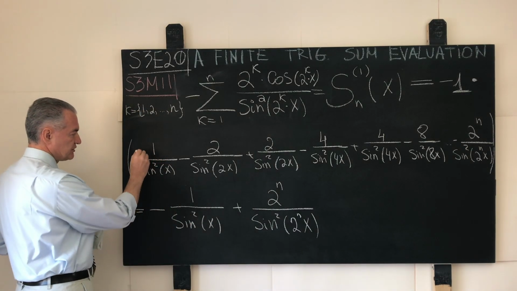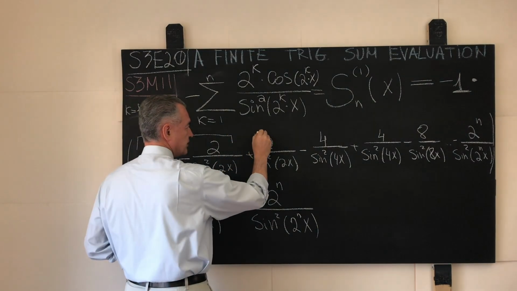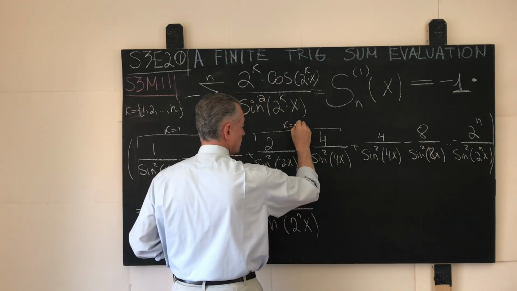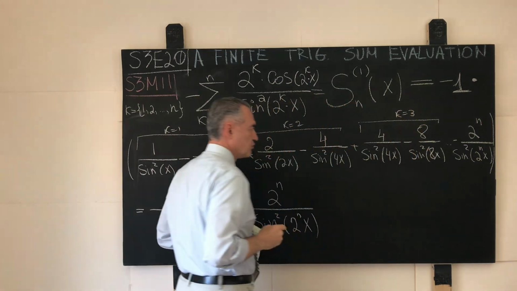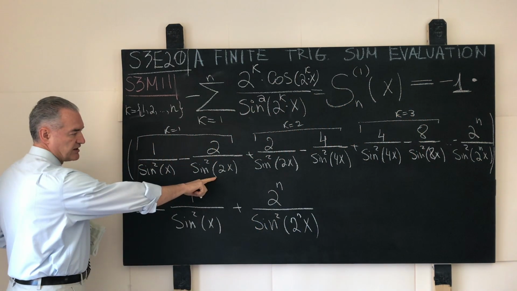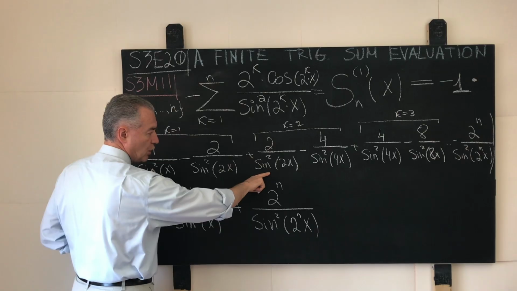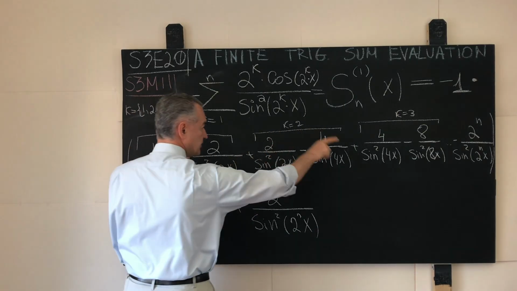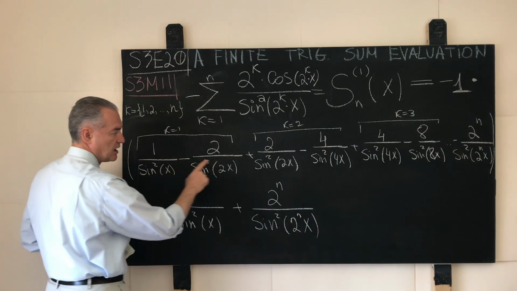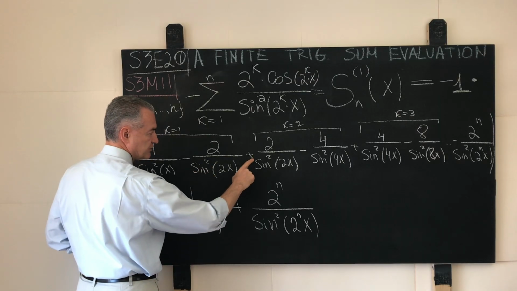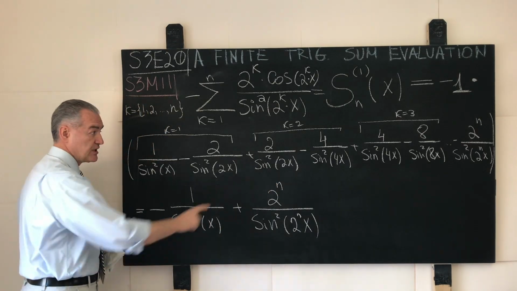In other words, this is our case when k was equal to 1. This is the case when k was equal to 2. This is the case when k was equal to 3. And look at what happens. The second summand of the unzipped first summand cancels out with the first summand of the unzipped version of the second summand. 2 over sine squared 2x with the minus sign, plus this term collides with the same term 2 over sine squared of 2x with the plus sign.